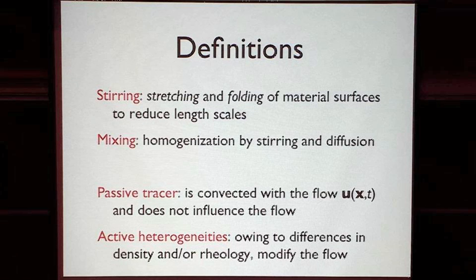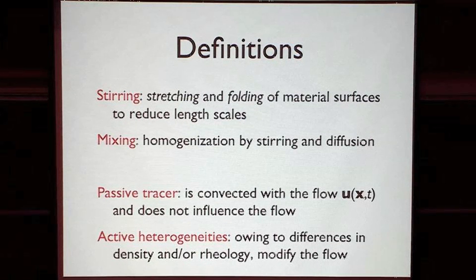Okay, we're also going to distinguish between the nature of the materials and substances that we're going to be mixing or stirring. When I talk about something called a passive tracer, this is a material that moves with the flow. And as it moves and is carried through the flow, it doesn't influence the flow itself.